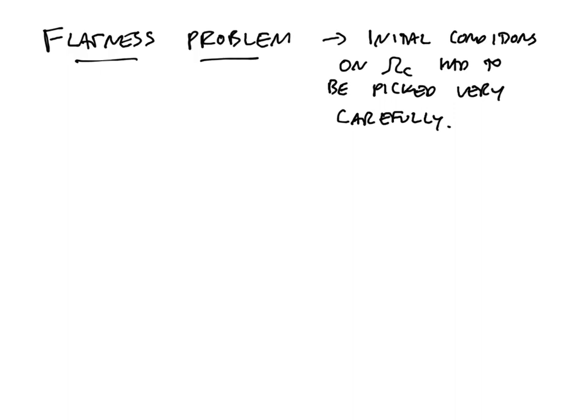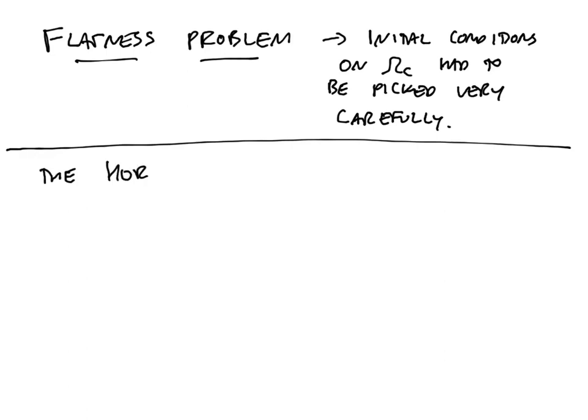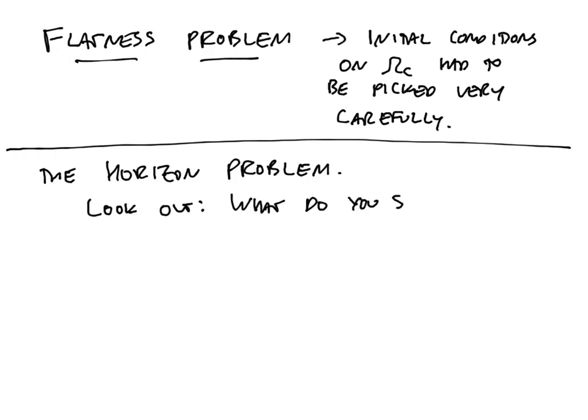Okay, so that's all for the flatness problem. So now I'll discuss something a little bit different. I'm going to now talk about something which is called the horizon problem. So what this involves is I want you to imagine you sit right now and you look out into space in our expanding universe. What do you see? Okay, so here's our Earth. You're looking out into space. What is it that you see?